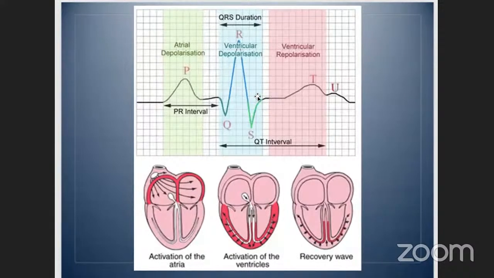Importantly, this is our ST segment, and ventricular repolarization starts at the end of the S wave. So it would start from this point here to the end of the T wave, as opposed to just being the T wave in itself. And then again, we would start our cycle. And so that would be a normal cardiac cycle.